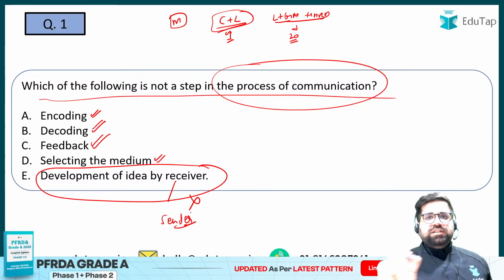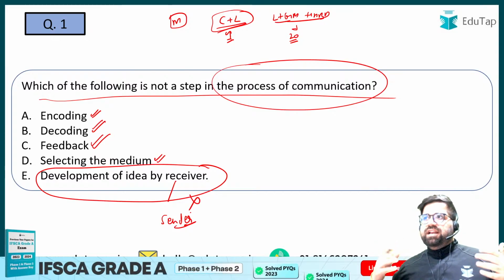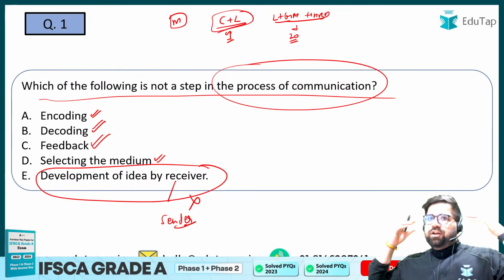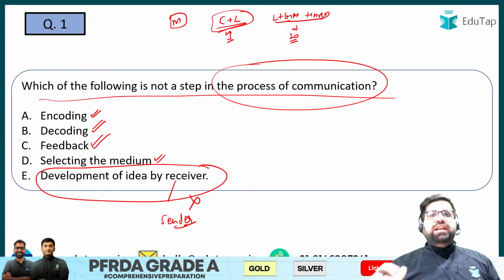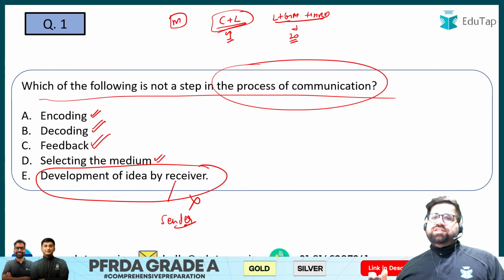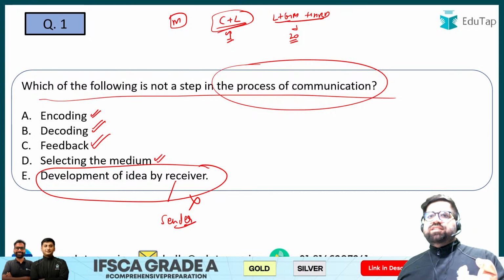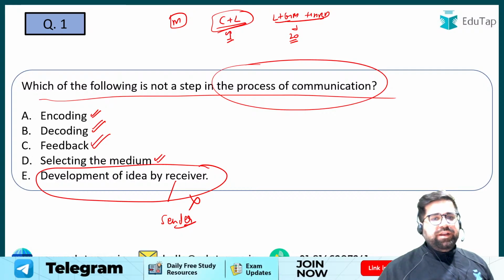Okay, because sender develops the idea, like currently I am developing the idea in my mind. Whatever I have to communicate, everything is going in my mind, and then I am telling to you through digital mediums, and you are listening to me on YouTube. So you are a receiver. The idea generation is currently happening from my end, right? So over here receiver is incorrect, sender will come.